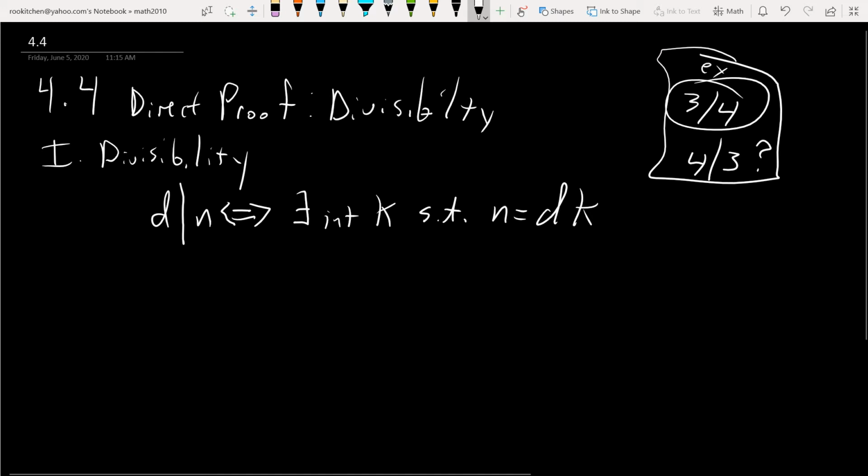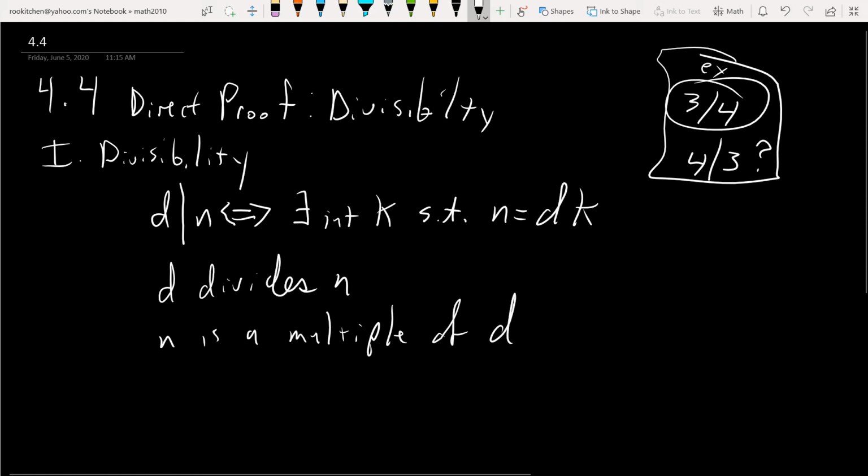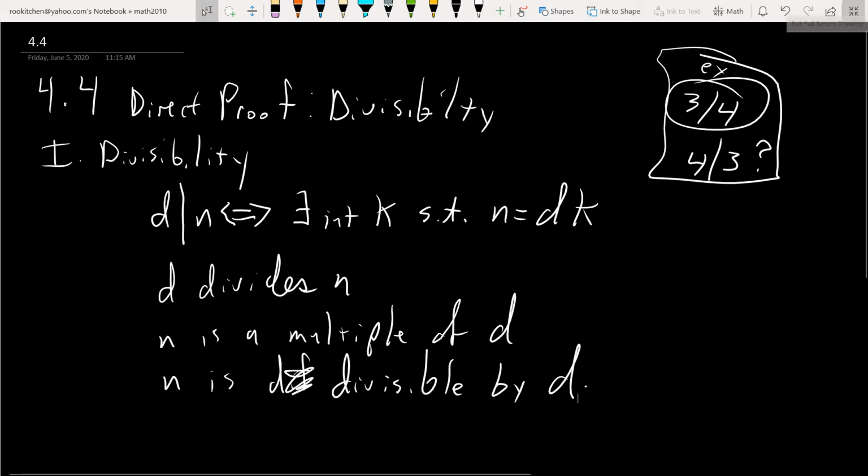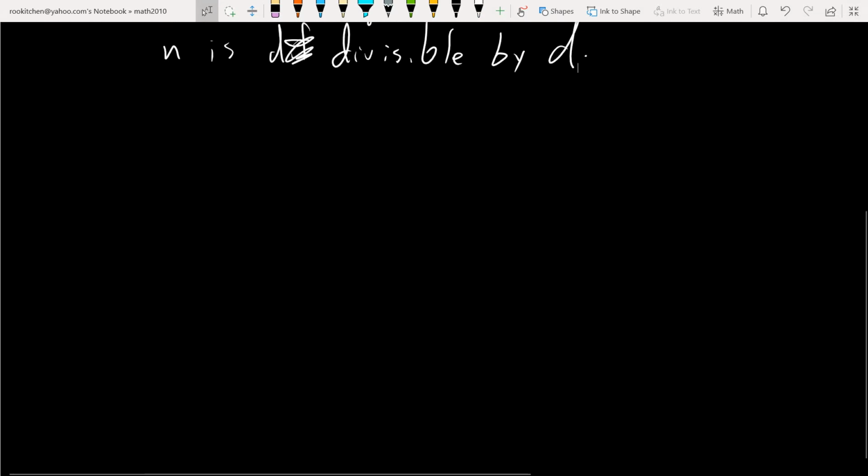In informal settings, they'll say D divides N, or they'll say N is a multiple of D, or they'll say N is divisible by D. So let's take a look at number 4. This will be a direct proof using the definition of divisibility.